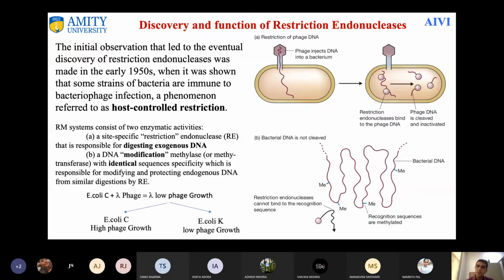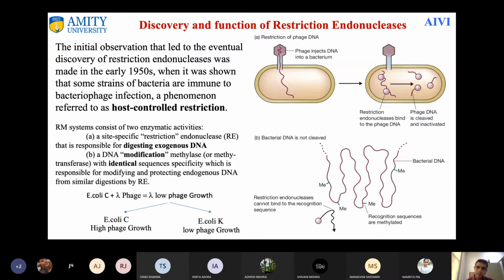So if viral DNA is also modified and contains the methyl group, then it will also be recognized as self. So what are we going to have? E. coli C strain, C is a strain name, plus lambda phage. We are going to find that lambda phage growth is low if you inject lambda phage into the E. coli strain C.